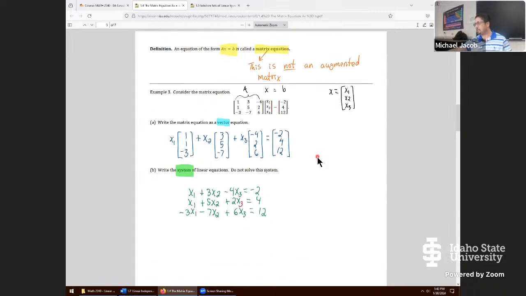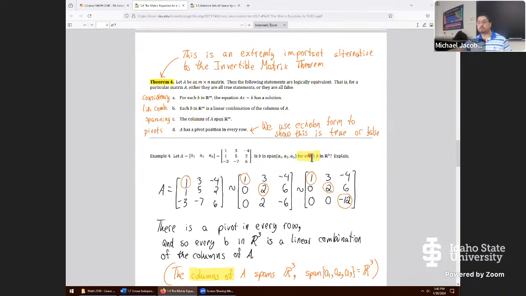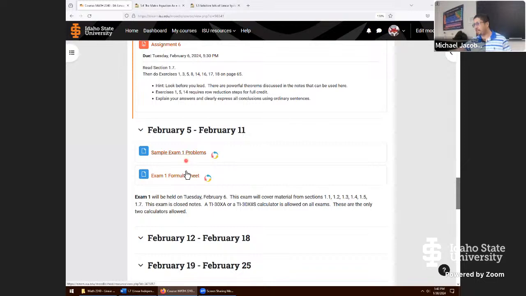Let's see here. Continue to go through these. I think I'm starting to run out of concepts. I think any question, however, that involves theorem 4 is a pretty technical question. This was not a question where you're expected to be ready to go with on exam 1 and just know this completely pat.